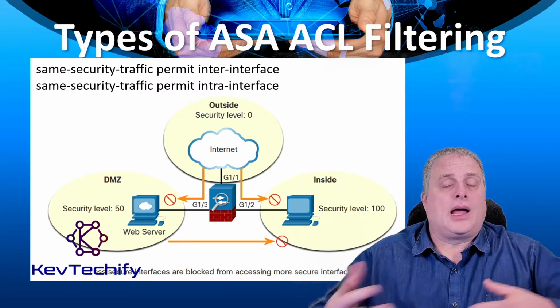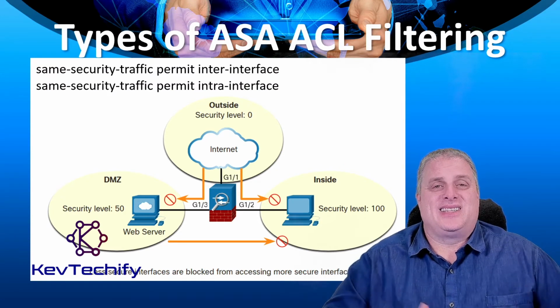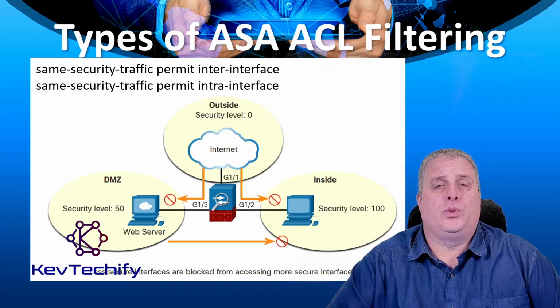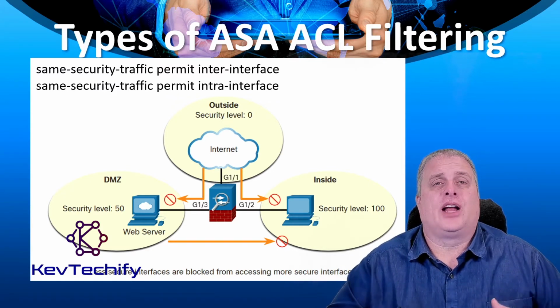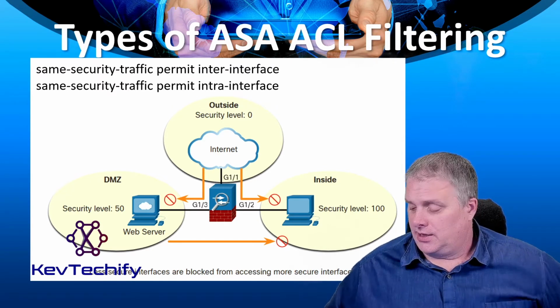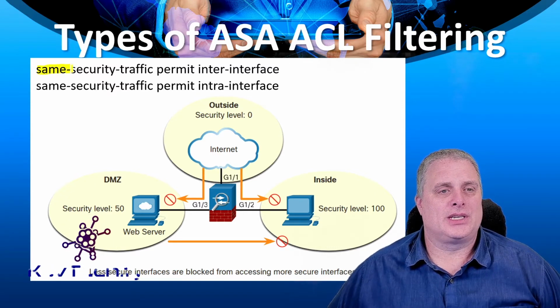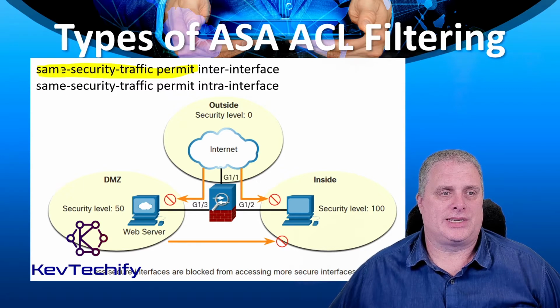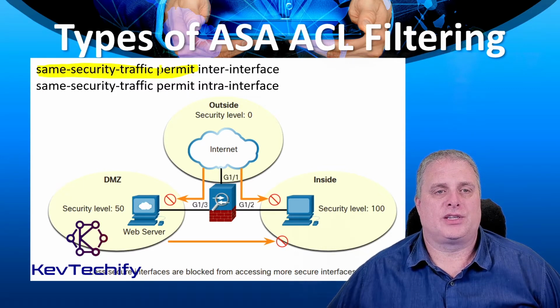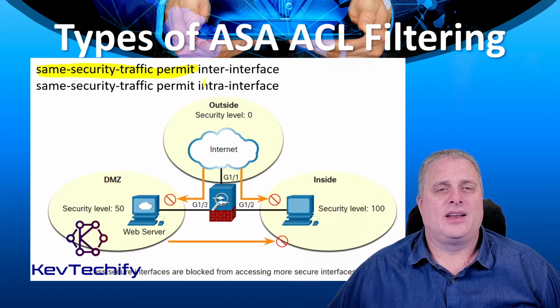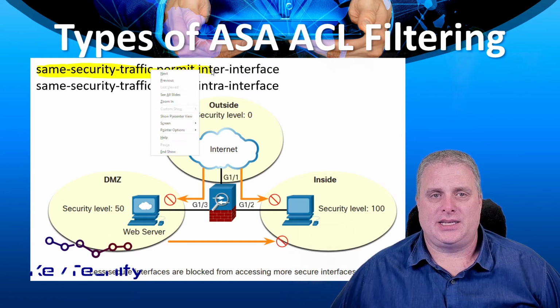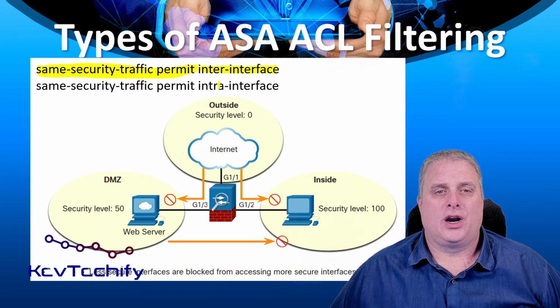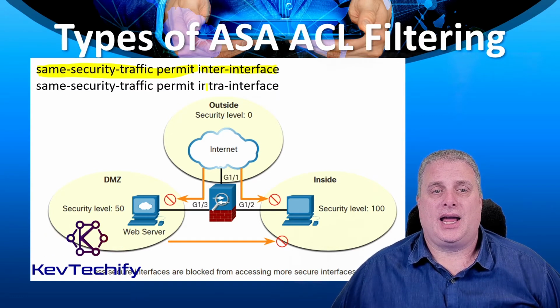When we're talking about allowing and disallowing traffic based on security levels, there's one more command we should be familiar with, and that command's got 2 different options and makes it do 2 different things. The command here is same-security-traffic permit. So same-security-traffic permit, and then you can either do inter-interface, INTER, or intra-interface, INTRA.